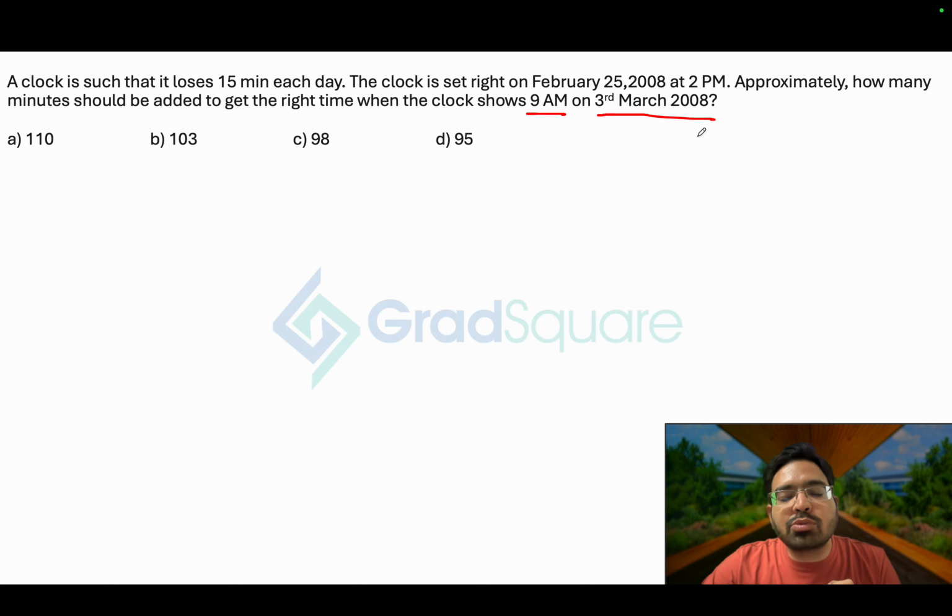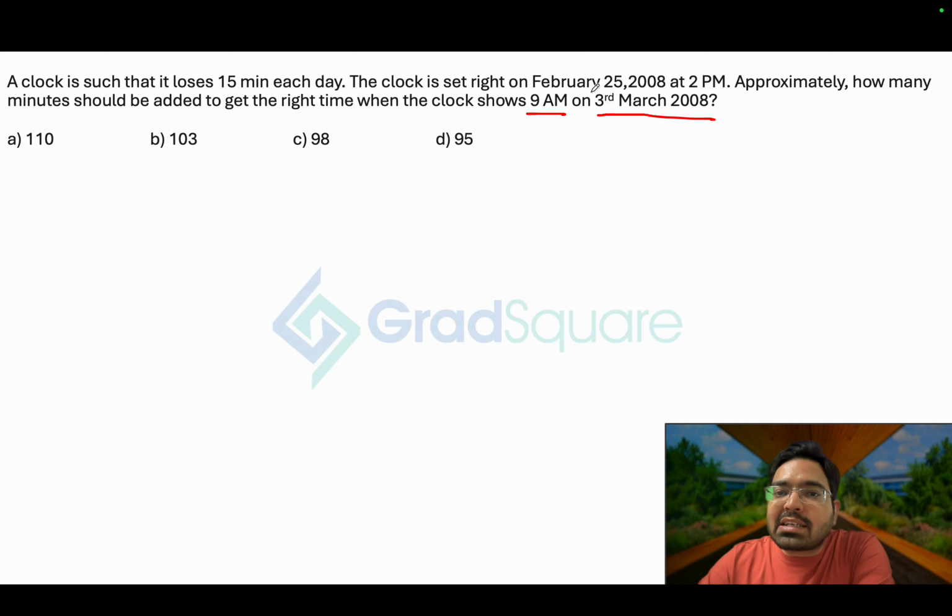on 3rd March 2008. Now understand this thing, they are not talking about the actual time of 9 a.m. on 3rd March 2008. They are talking about when the clock shows 9 a.m. on 3rd March 2008, how many minutes should you add to this particular timing in order to get the correct time, or that is the actual time, right? That's what the question is talking about.